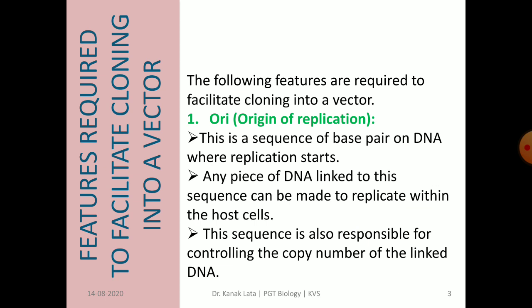Under natural conditions, each plasmid replicates to produce 20 to 30 copies per cell. Any piece of DNA when linked or ligated to this sequence can be made to replicate within the host cell. This sequence is also responsible for controlling the number of copies of rDNA. This is very important.